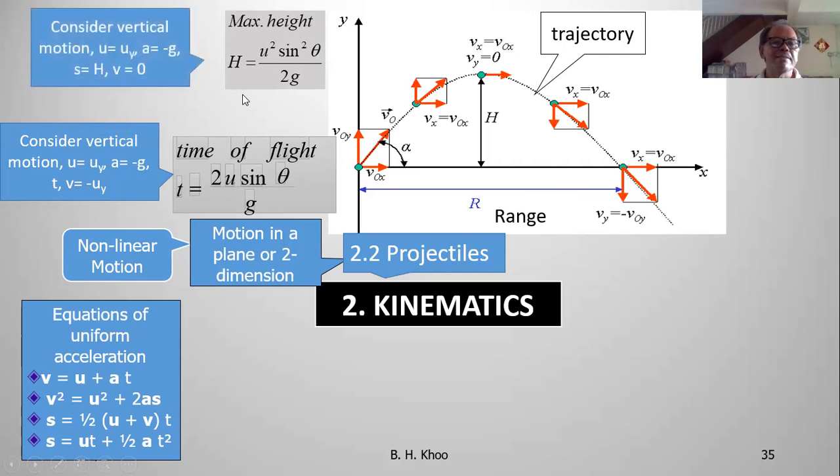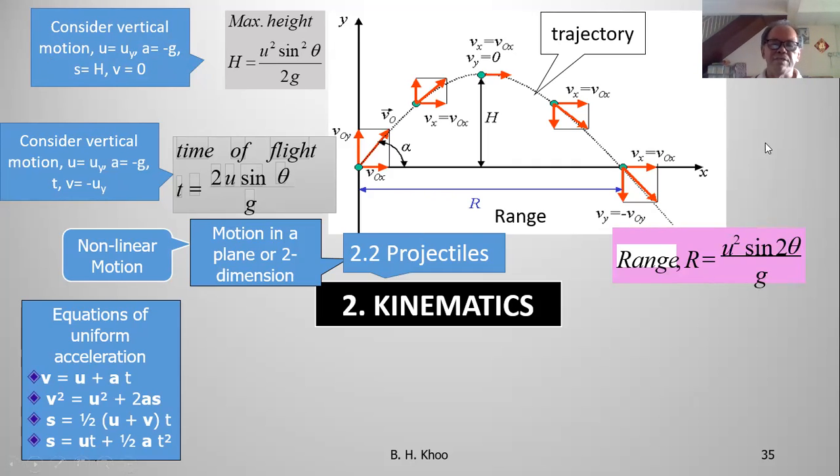Then for the maximum height, we also consider vertical motion, because how long it spends in the air will determine the maximum height. Right, same, we use the vertical component. We take upwards as positive, g is minus, and the maximum height is h. And then the velocity at that maximum height is 0. Vertical velocity, remember.